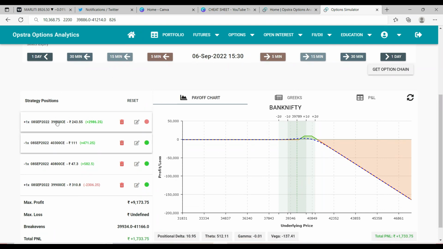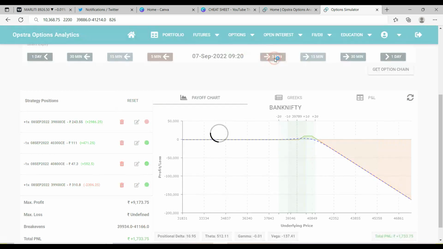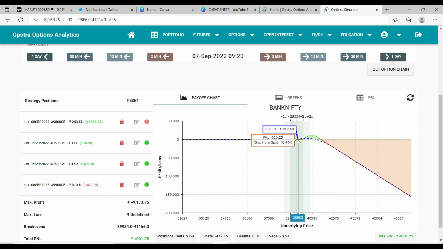So we have only 2 days, right? The 7th ends. So next day, what happened? See, the next day, that's what happened. What did the market do? The market has given a gap down. So from 1,800 profit, we got into 600. So 9:20 is too early for us.